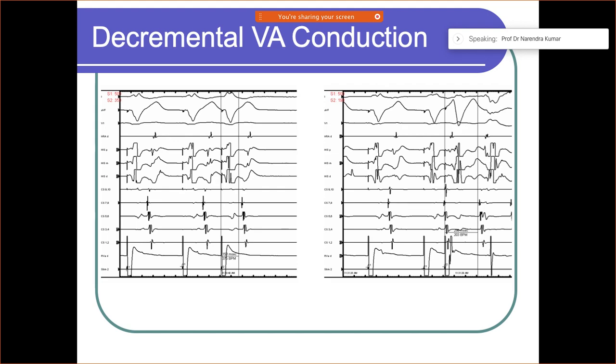Now, whenever we are seeing a decremental VA conduction, what is decremental VA conduction? What is happening is, if you look carefully, that's why the marking has also been done. Over here, the interval has been taken, okay? The first cursor is lying on the V. The second one is on the A. So the VA is getting prolonged. So this is what is called a decremental VA conduction. This is again characteristic of the nodal response.